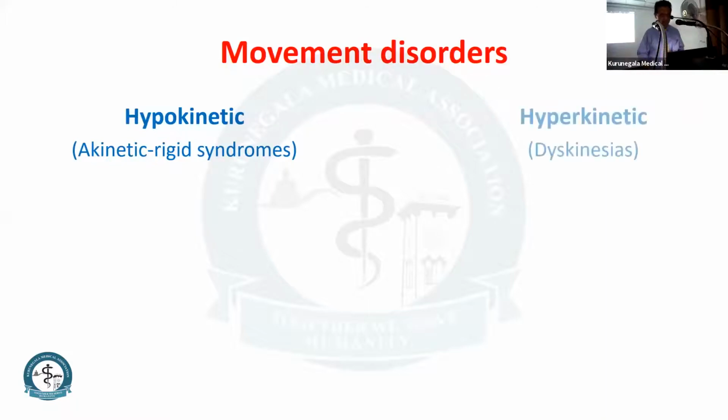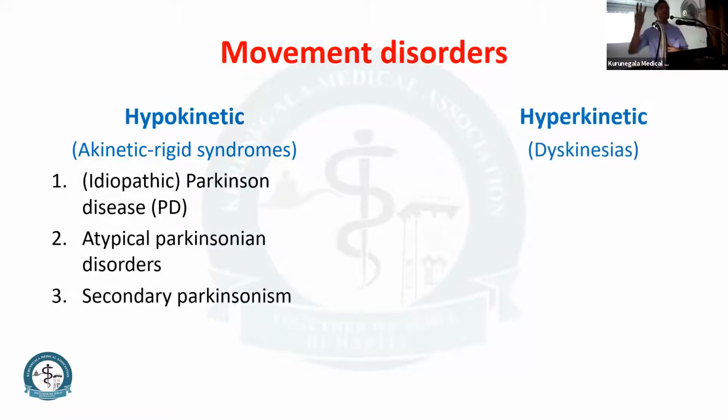Then we have the hyperkinetic disorders. That means increased movement. Hyperkinesia. Kinesia is movement. Hyper means increased. That is also known by the other term dyskinesias. So if you take the hypokinetic disorders, there are 3 main categories: idiopathic Parkinson's disease, atypical Parkinsonian syndromes, and secondary Parkinsonism. Those are the only 3 we are concerned with.